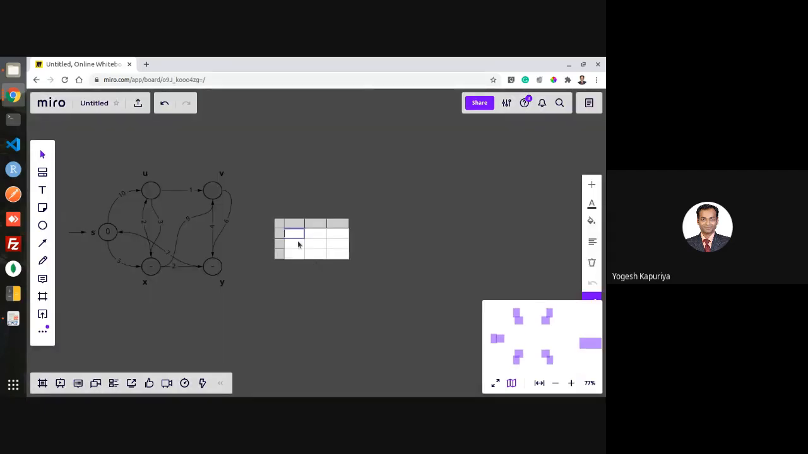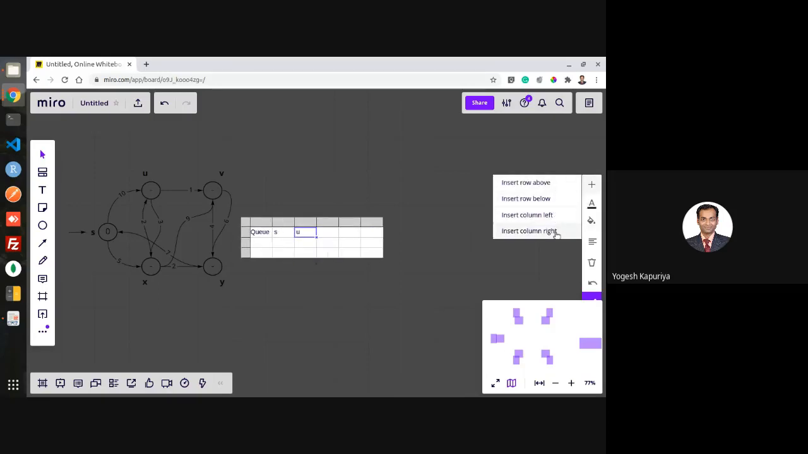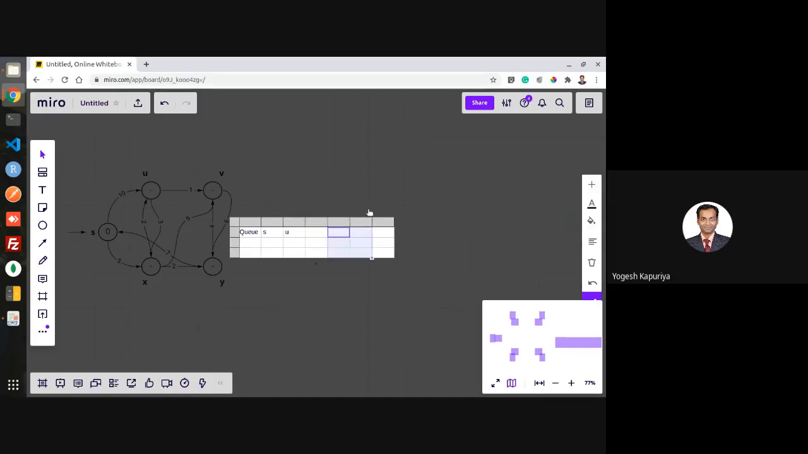Okay. So we are maintaining a queue and the distance of every vertex. So the distance of S is S. Then you have Q: S, U, V, X, Y, and the distance for each: S, U, V, X, Y.